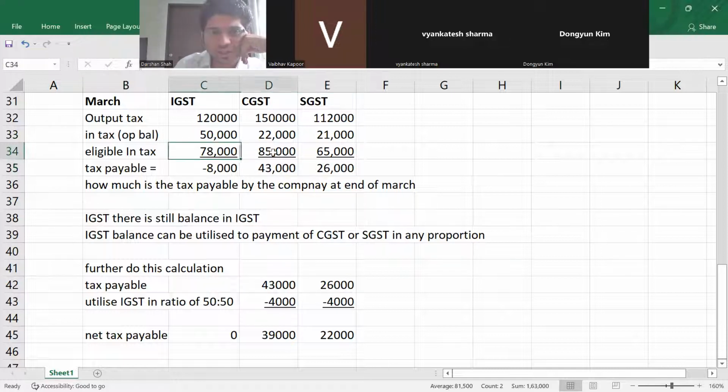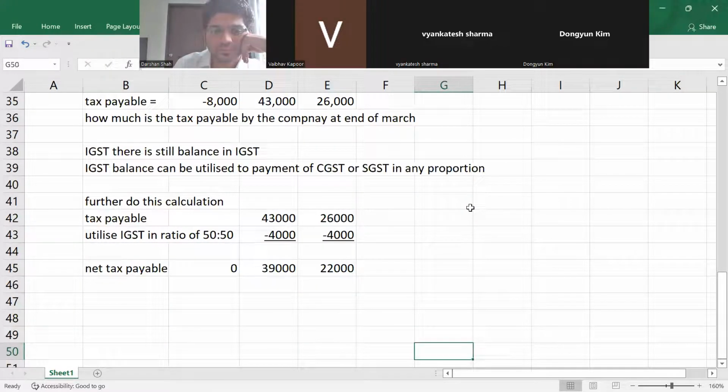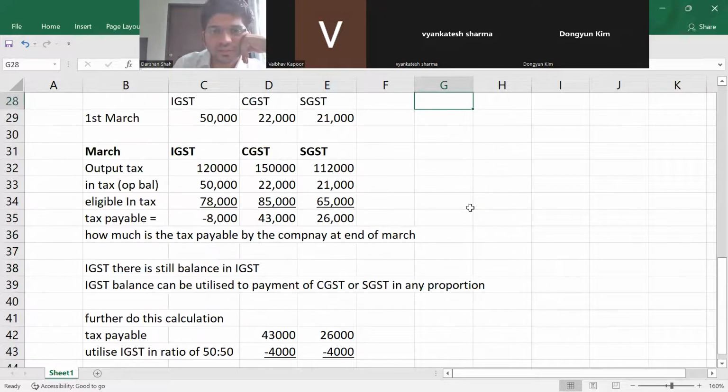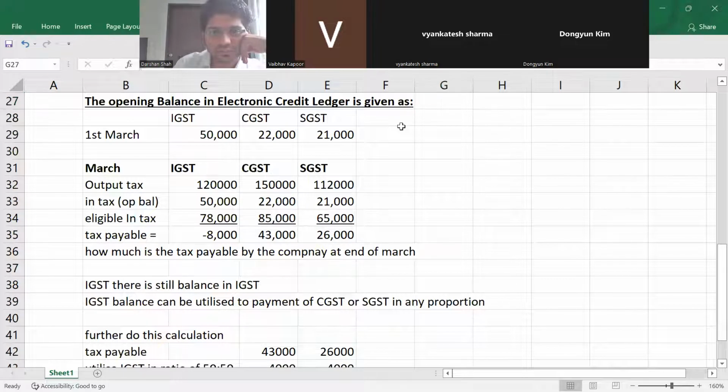So first utilize your balances towards your own payment. So first IGST will be utilized against IGST only, correct? CGST utilized against CGST only, and SGST utilized against SGST only. See if this is clear, guys, if this question is clear.